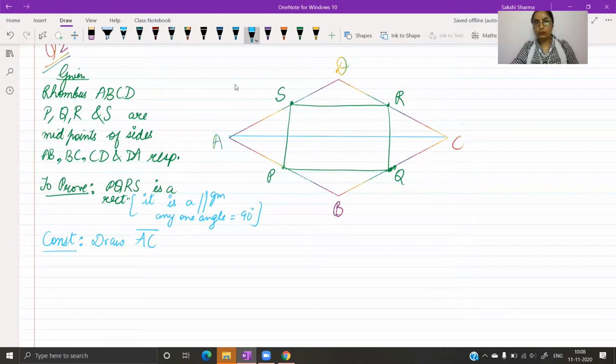In order to prove that the quadrilateral formed by joining the midpoints of the four sides of any quadrilateral is a parallelogram. किसी भी quadrilateral की चार sides के अगर आपको midpoints दिए हुए हैं, आप उन midpoints को order में अगर connect करते हो, तो जो quadrilateral बनेगा वो parallelogram बनेगा. In order to prove that, what we would like to do is, first of all, we would like to divide our quadrilateral into two triangles.